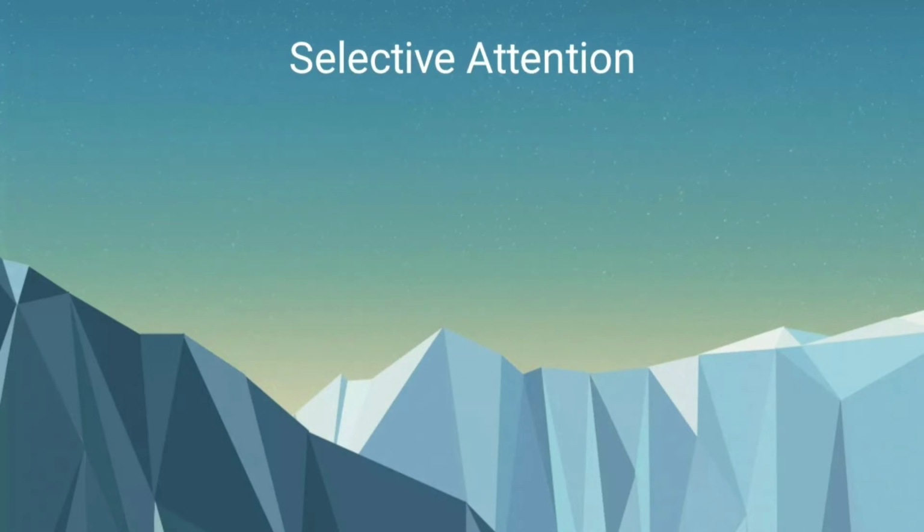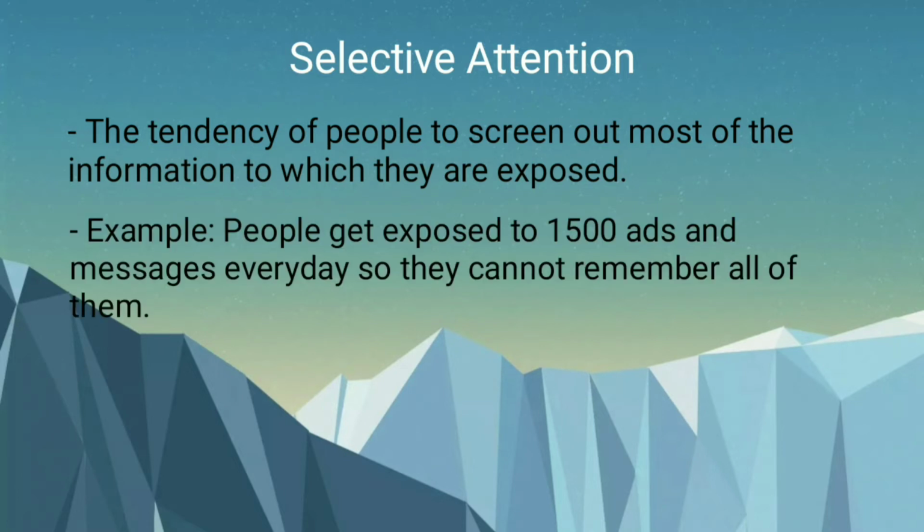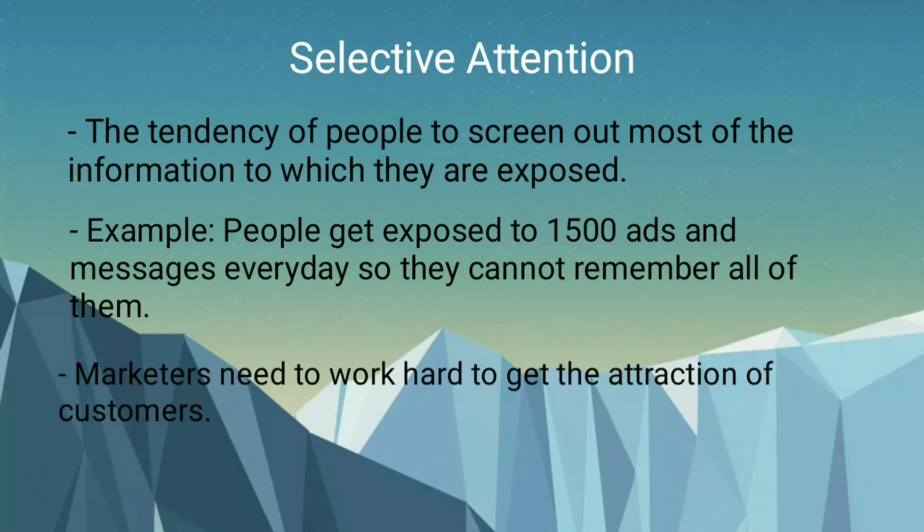So let's first tackle selective attention. Selective attention means the tendency of a person to screen out the information he is receiving from society. That screening of information is based on his perception. It is the tendency of people to screen out most of the information to which they are exposed. For example, people get exposed to 1,500 ads and messages every day, so they cannot remember all of them. That's why marketers need to work hard to get the attention of the customers.